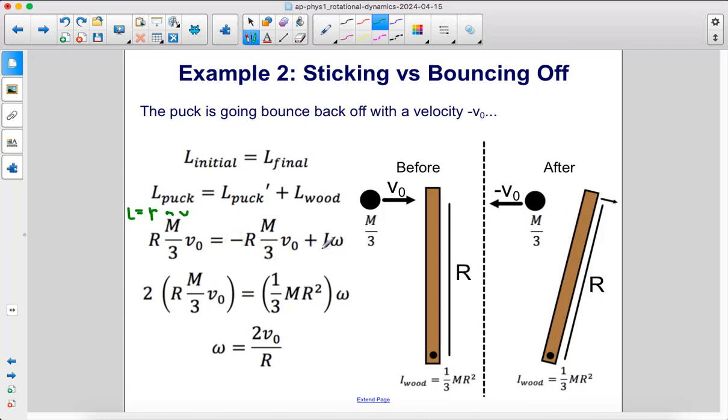And the rod has angular momentum as well, I omega. All right, so this one gets added to the other side, and now we have two of them. 2 times this. The moment of inertia of the rod is 1/3 mr squared, and it doesn't change because no clay is sticking to it. And we have omega. Solve for omega, we get 2 v naught over r.